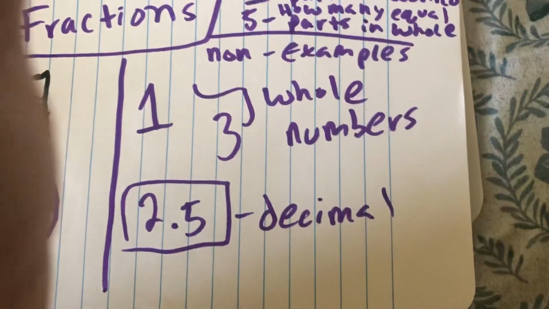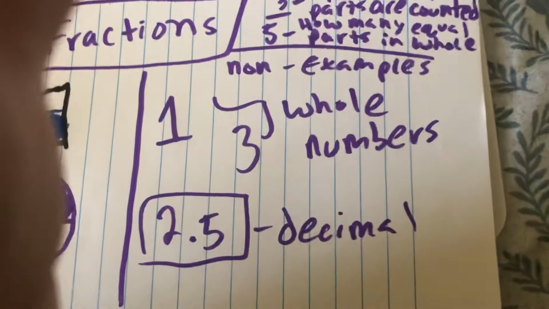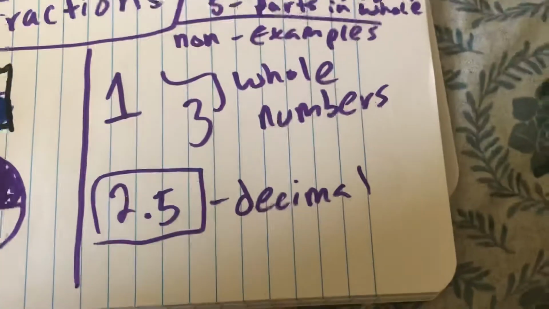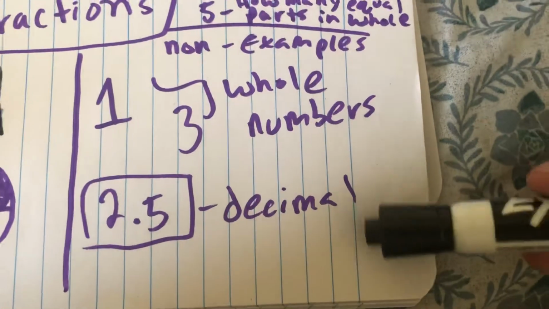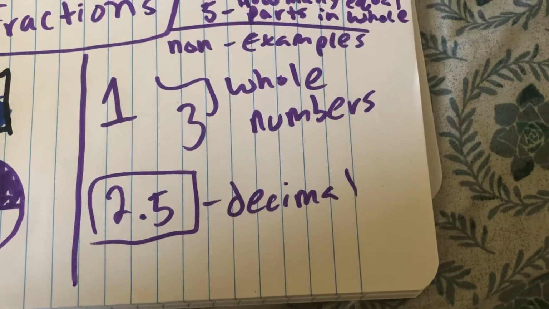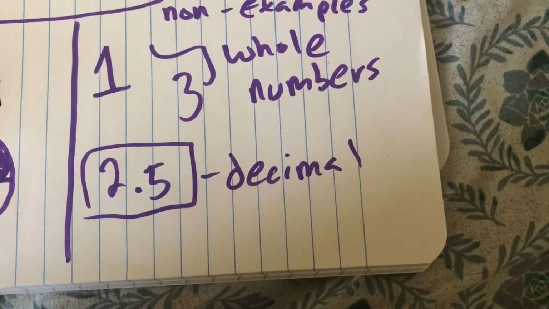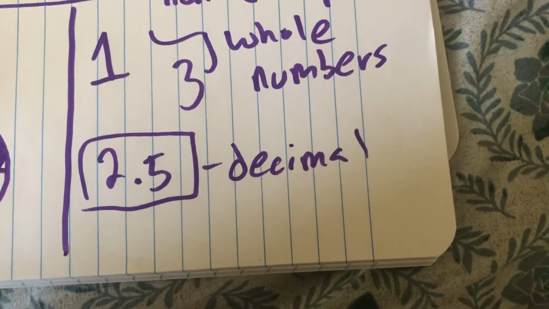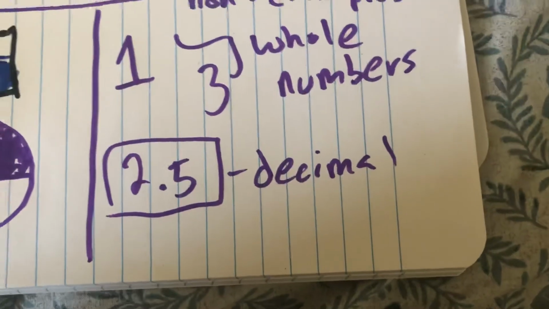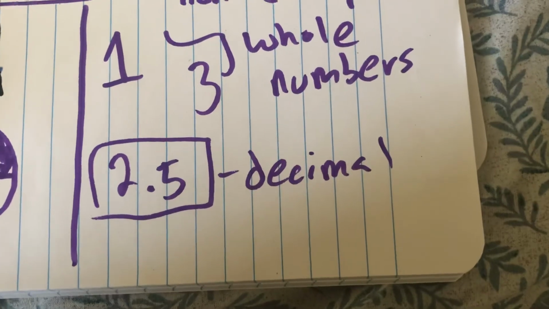Now, non-examples are whole numbers. So 1, 2, 3, and 4, right? Those are whole numbers. Those are not fractions. Also decimals. Decimals are not fractions. However, they're related, but they're not indeed fractions. So if someone asks you, is 2.5 a fraction? No, it's not, because it's a decimal, okay?